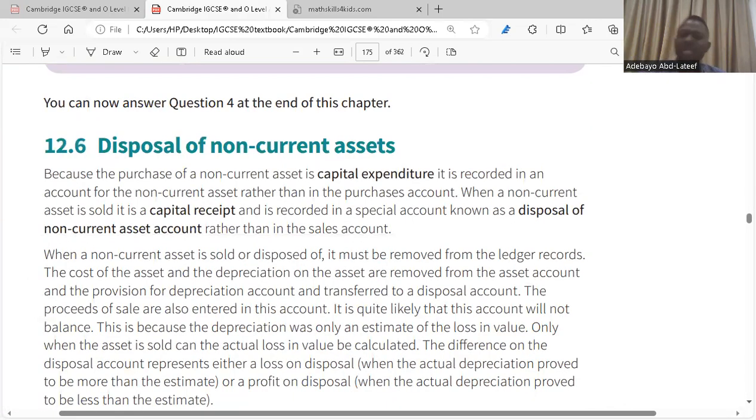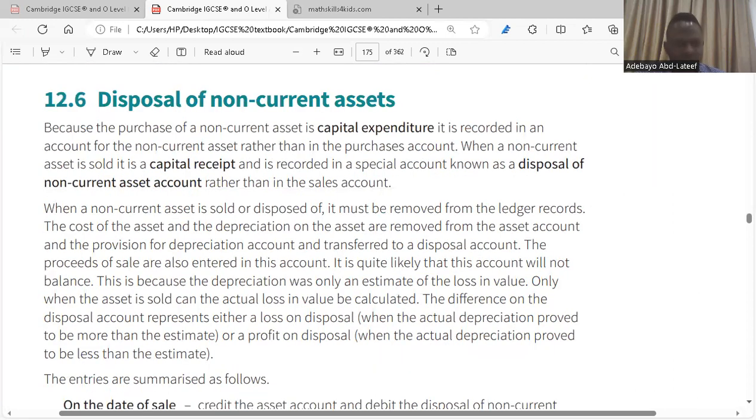So, disposal of non-current assets. Are you there? Yes. Because the purchase of non-current assets is capital expenditure, it is recorded in an account for the non-current asset rather than the purchase account. When a non-current asset is sold, it is a capital receipt. When you purchase a non-current asset, it is capital expenditure. When you sell a non-current asset, it becomes a capital receipt. That is the point.